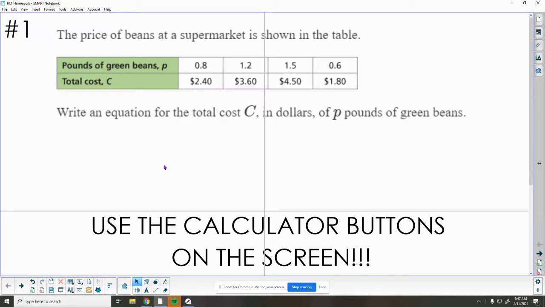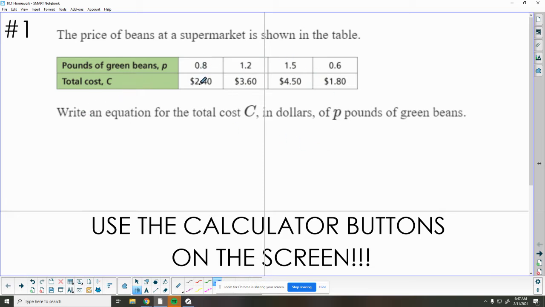It tells us that the price of beans at a supermarket is shown in the table here. We have the pounds represented by P and then our total cost. When we buy 0.8 of a pound, it's $2.40. When I buy 1.2 pounds, it's $3.36, 1.5, $4.50, and 0.6 pounds, so just a little bit over half a pound, is $1.80. I'm noticing this chart isn't necessarily going in order, but it should be a constant rate.